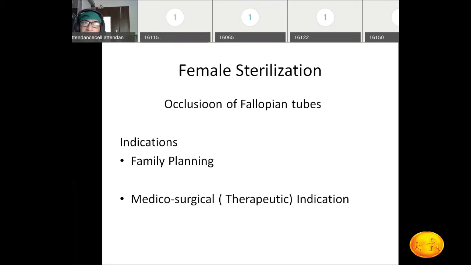Whenever a patient comes with an ectopic pregnancy, and if she had completed her family, the treatment for ectopic is salpingectomy, then it is better to do the sterilization surgery on the other tube also, so that the next ectopic will also be prevented. So in that sense, you are correct.